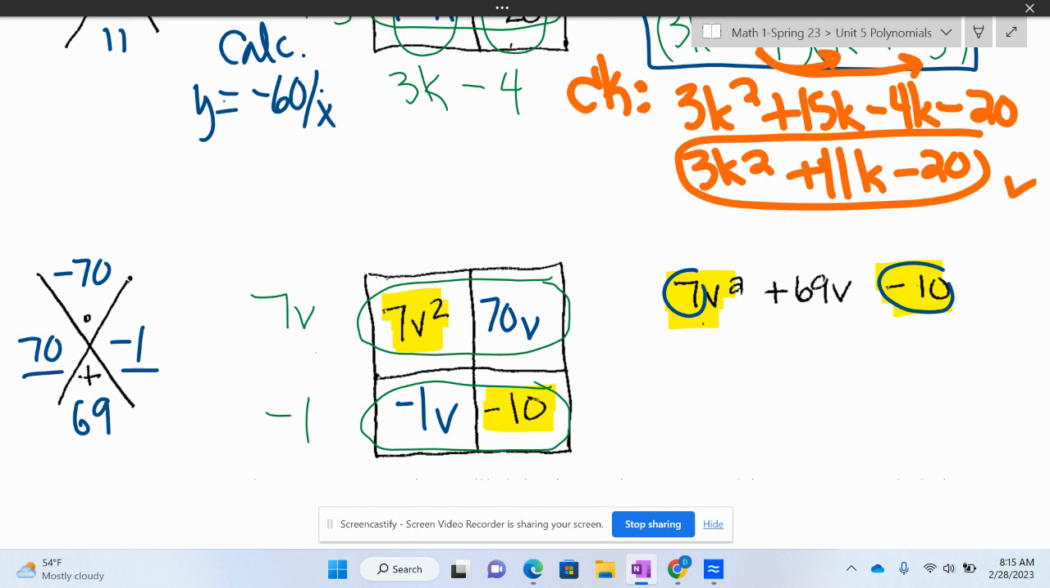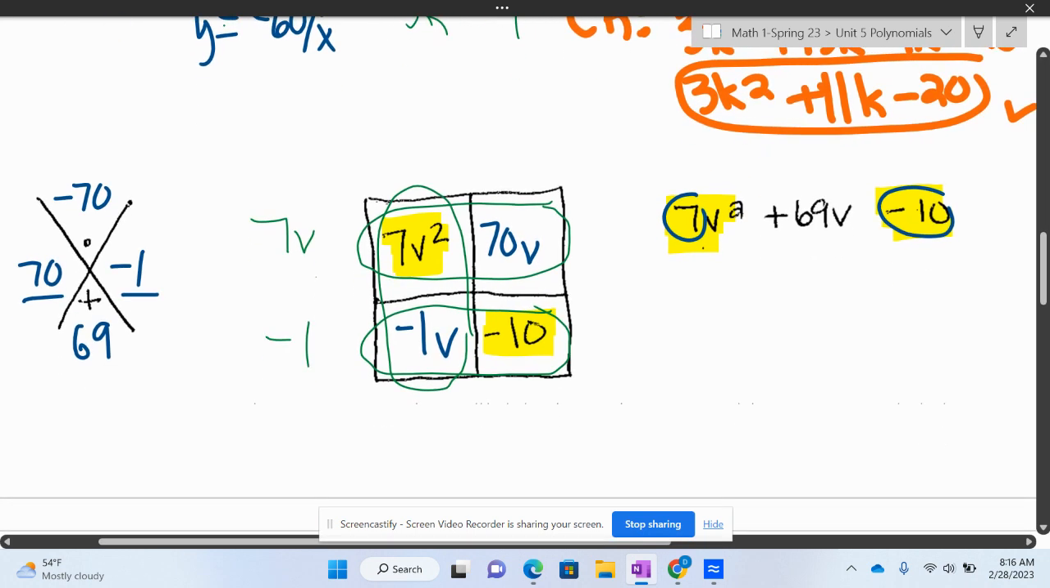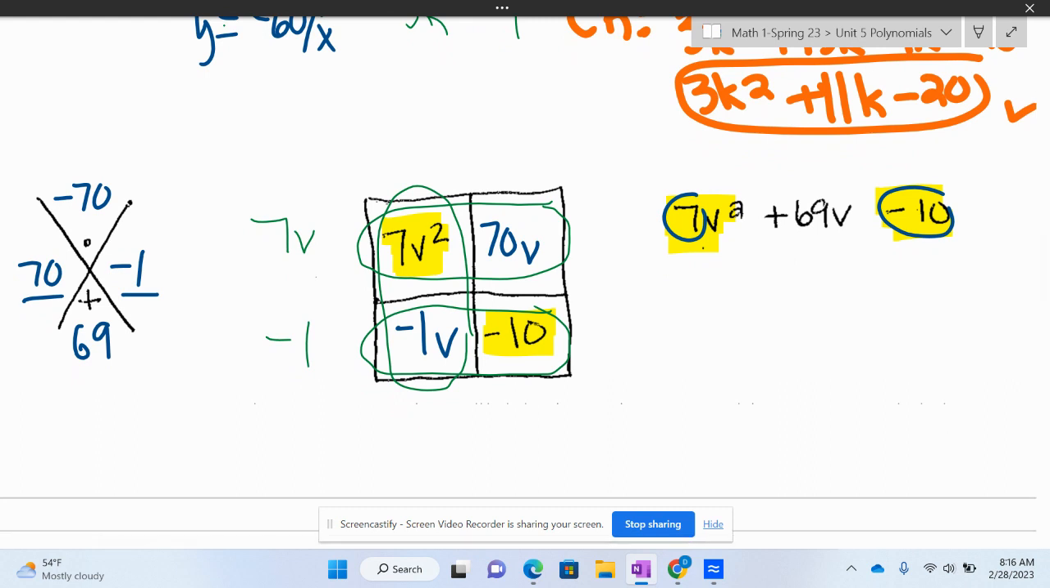Now let's do the columns. What's the greatest common factor of this column? I can take what out of both? A V. I can take a V out of the 7V squared and out of the -V. So I can take a V out. If you want to put a 1V, that's fine, if that makes your brain feel better.